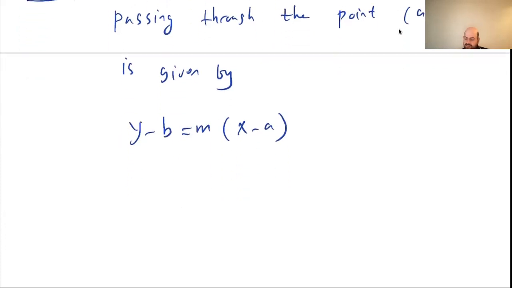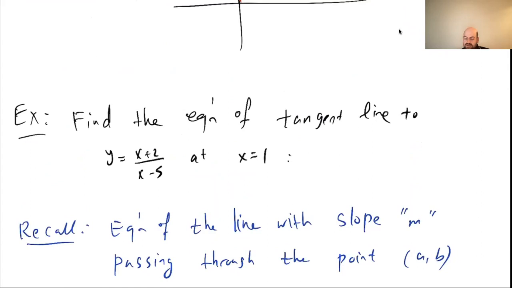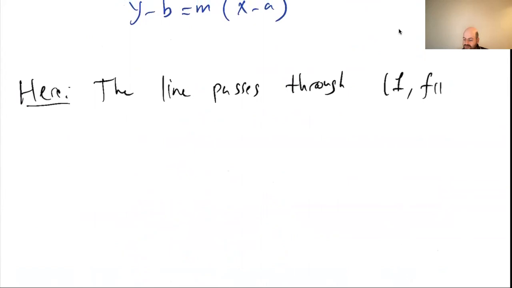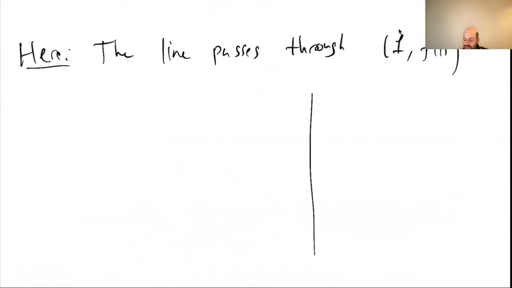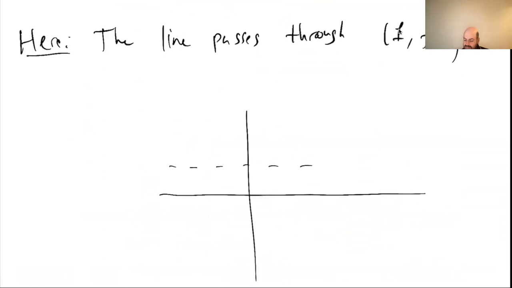Now here the line passes through a point where the x value is given as 1, and the y value is not given, but we know that if you have a point on the graph of a function, and the x value is given, then the y value will be f of that x value. So f of x is given here, and x is 1. So then the y value will be f of 1. So the line passes through the point 1 and f of 1. The graph would look like this.